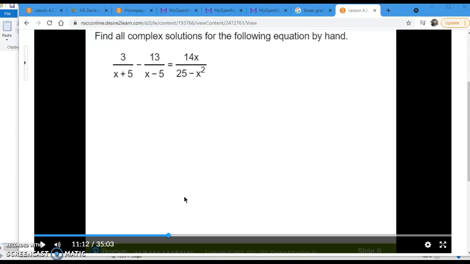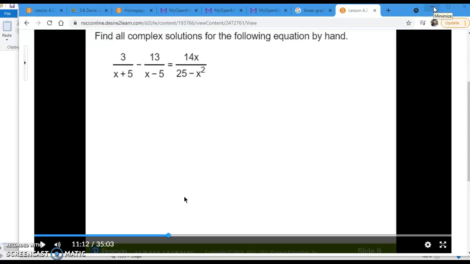Hey everybody, so we're going to take a look at this from video 4.2. The example that we have is asking to find complex solutions from this rational equation. I'm just going to do a quick video here just to point out a couple of things.